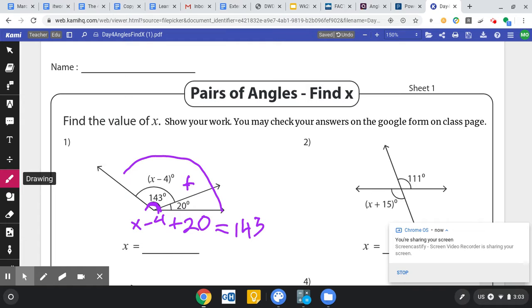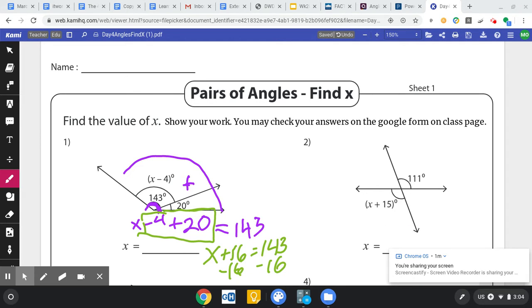Next, I want to combine my like terms. I don't have any other x's to combine, so I have to do something with this negative 4 and this 20. If I owe you $4 and I have 20, I really only have $16. So my new equation will be x plus 16 equals 143. Then you use the opposite of addition, which is subtraction, so you're subtracting 16 from both sides to get your answer.